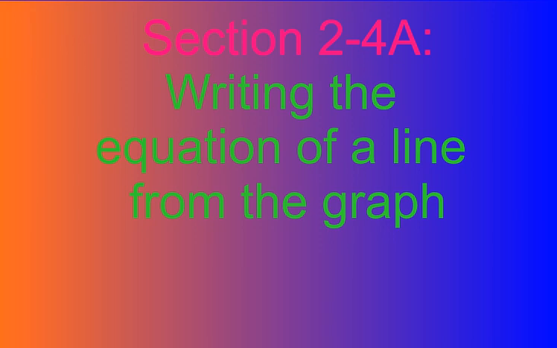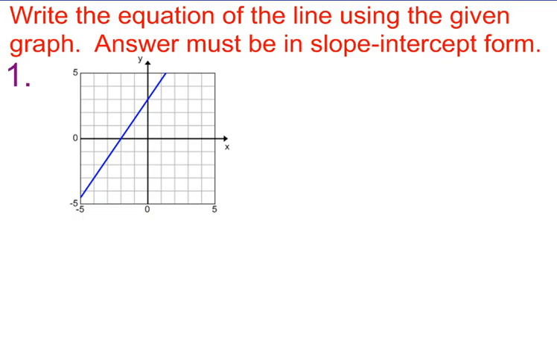In this lesson, we are going to be writing the equation of a line from the graph. You'll see in your first problem we have a graph, and you'll have to ignore the fact that there are not lines continuing on here. We know the line continues on, but I just took a picture of it as spots, so assume that these are lines when you look at them.